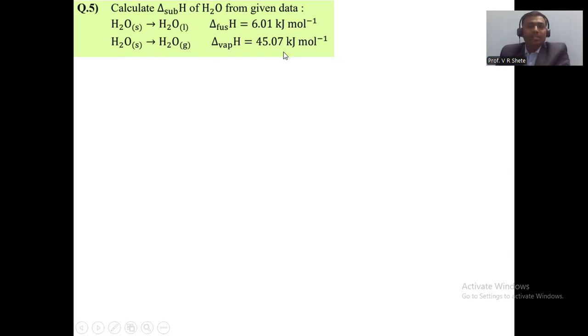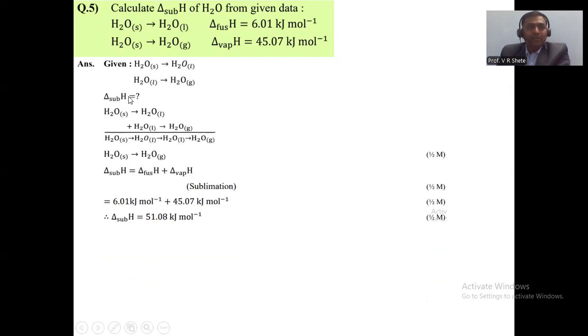We know that in sublimation, a solid substance directly converts into gas. So we have to add these two reactions. The liquid terms will cancel, so this liquid will be cancelled and the solid will be converted to gas. It means 6 kilojoule plus 45 kilojoule, you will get nearly 51.08 kilojoule per mole. So this is the marking scheme of this question.